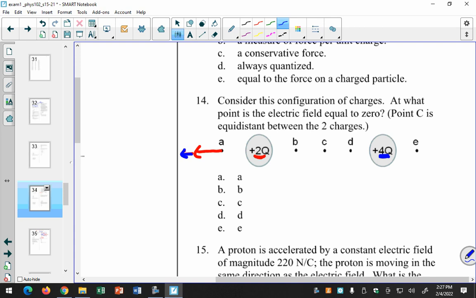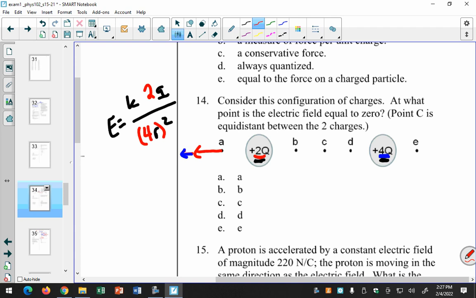I know that it's smaller, by the way, even though this charge is twice the charge of this charge, it is 4 times the distance away. So remember, electric field is kq over r squared. So it's twice the charge, but it's 4 times the distance. That means it's 1/8 the electric field at that point. Okay, y'all see that? Twice the charge, but 4 times the distance away. So, I can't even draw 1/8 of that vector.